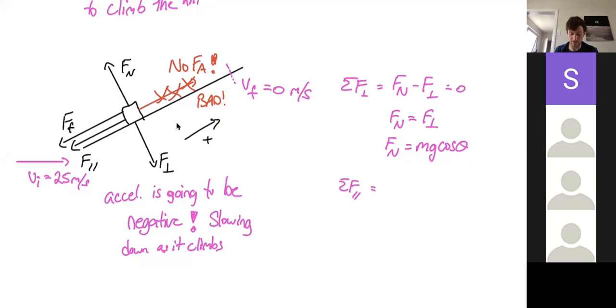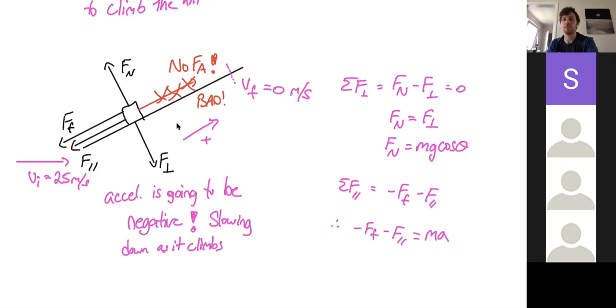We only have 2 forces. We have negative the force of friction and negative F parallel. Both are going down the ramp. Since we defined, maybe I should turn this pink too, we said up the ramp was positive. Both these forces are going down the ramp, which means both of them are negative, okay? Which means negative the force of friction, negative F parallel is going to equal mass times acceleration. All of those negatives make me happy because it looks like we are going to get a negative acceleration, okay?